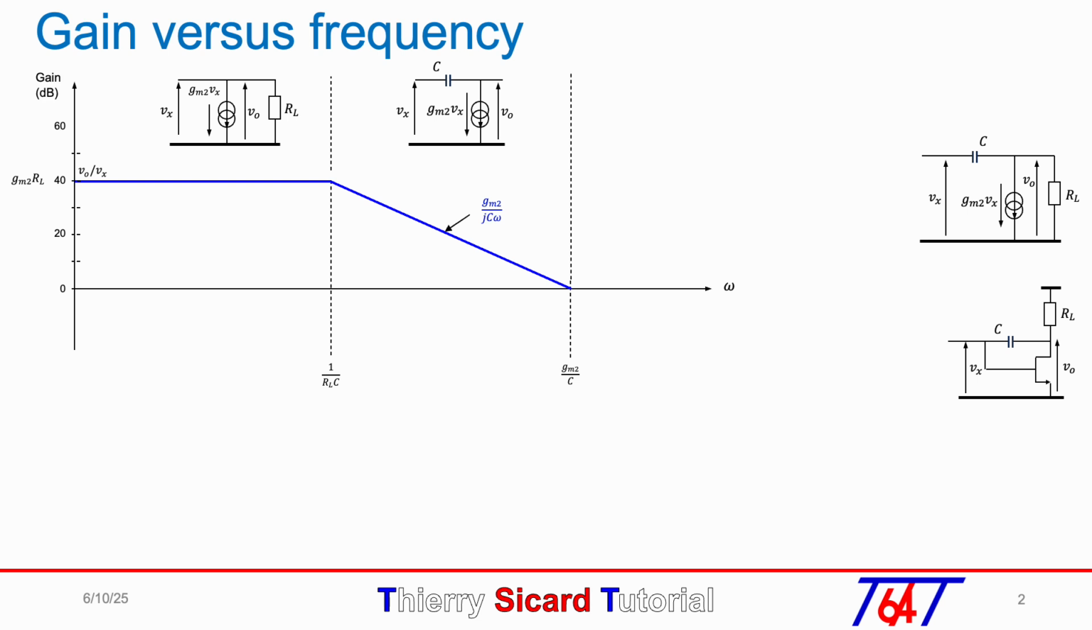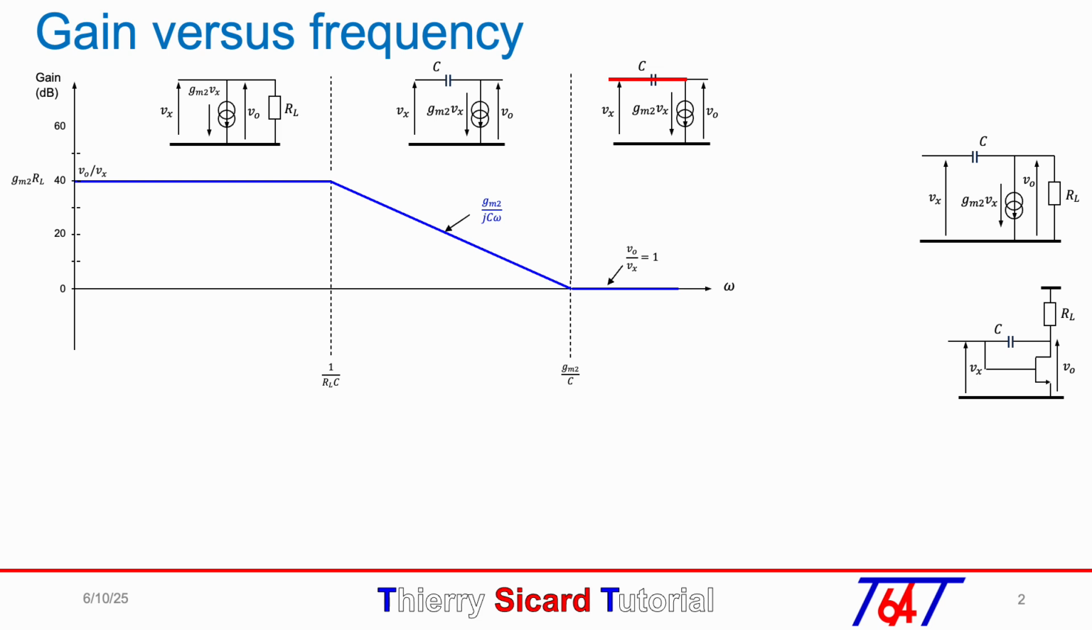When the angular frequency is higher than GM2 over C, the capacitor C behaves as a short circuit, as shown in the simplified small signal plotted, with a red line representing the capacitor C shorted. Due to the short, Vin equals Vout, so the gain is clamped to 1 or 0 dB.